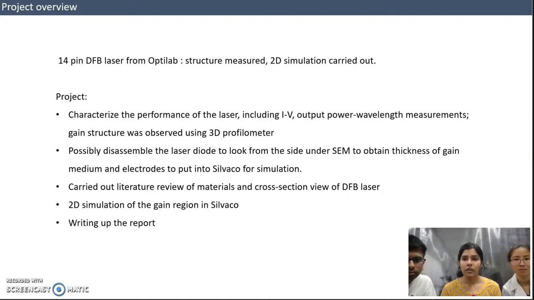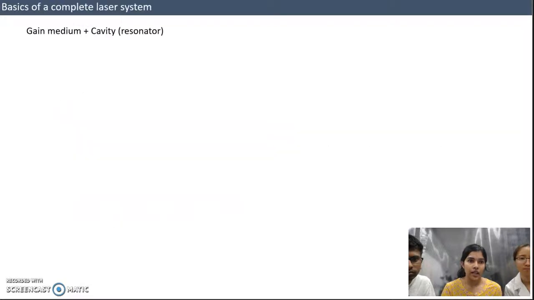So in this project, we are working on a 14-pin DFB laser from OptiLab using a 3D profilometer. We first measure the structure, then we measure the IV curve and power and wavelength measurements. Later, Silvaco simulations were carried out of the 2D gain region, which was expected to match the measured curve. We are looking forward to doing the SEM measurement to obtain the thickness of the gain medium and electrodes to put in the Silvaco simulation. At last, we write up the report. I'll hand it over to Ying.